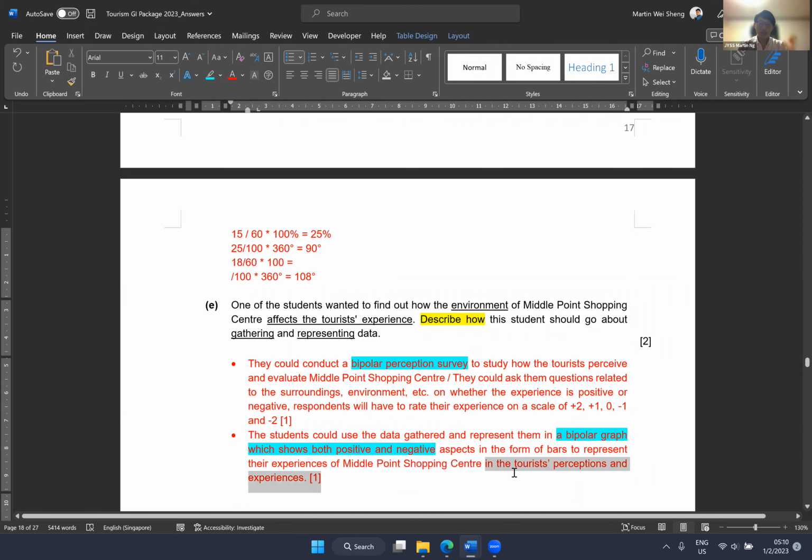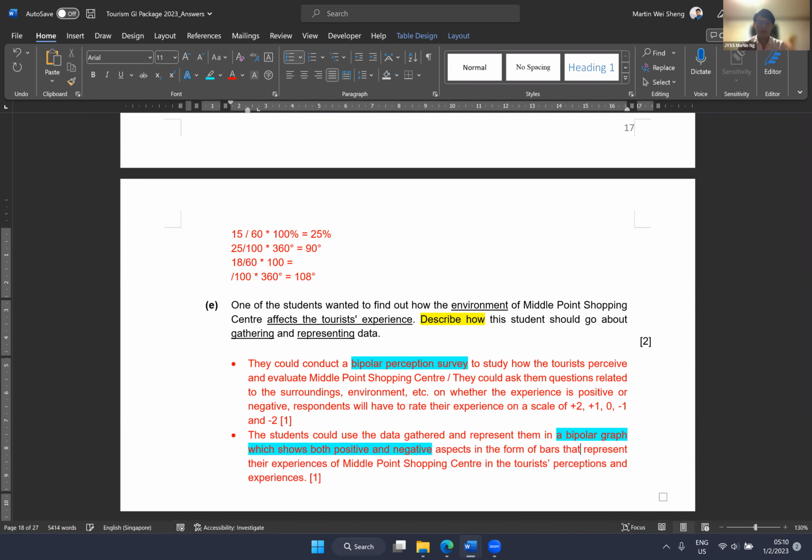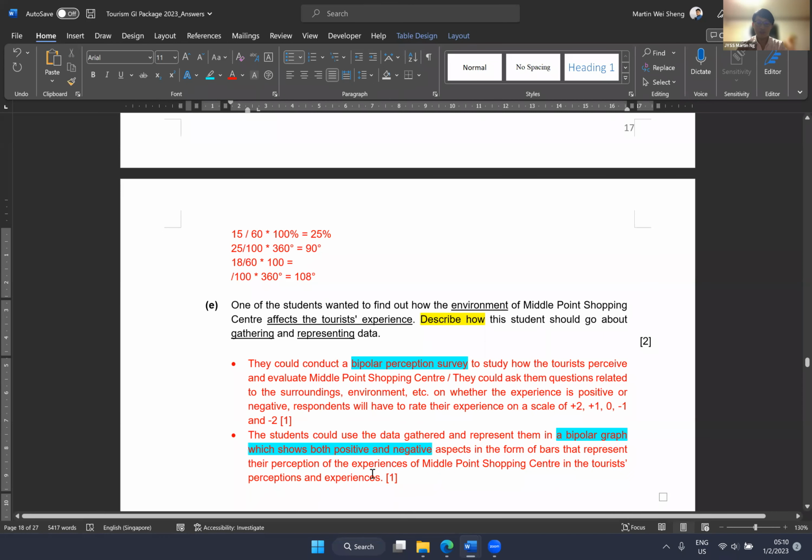So the full statement: the student could use the data gathered and represent them in a bipolar graph, which shows both positive and negative aspects in the form of bars that represent their experiences in the mall. That represents their perception of the experiences of Middle Point Shopping Center.